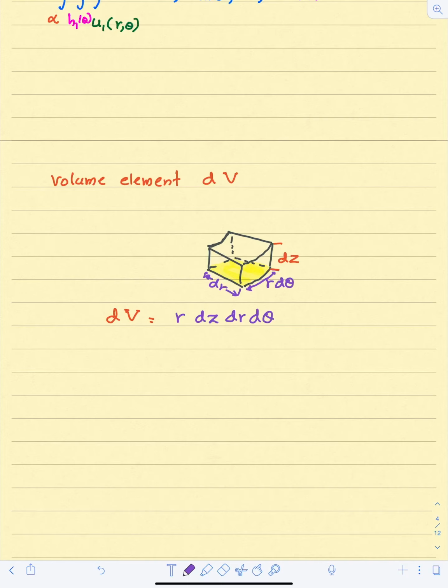Usually I prefer to do this order of integration. So this z variable can be expressed in terms of r and theta, and next we express r in terms of theta, and finally we have constant limits for theta.